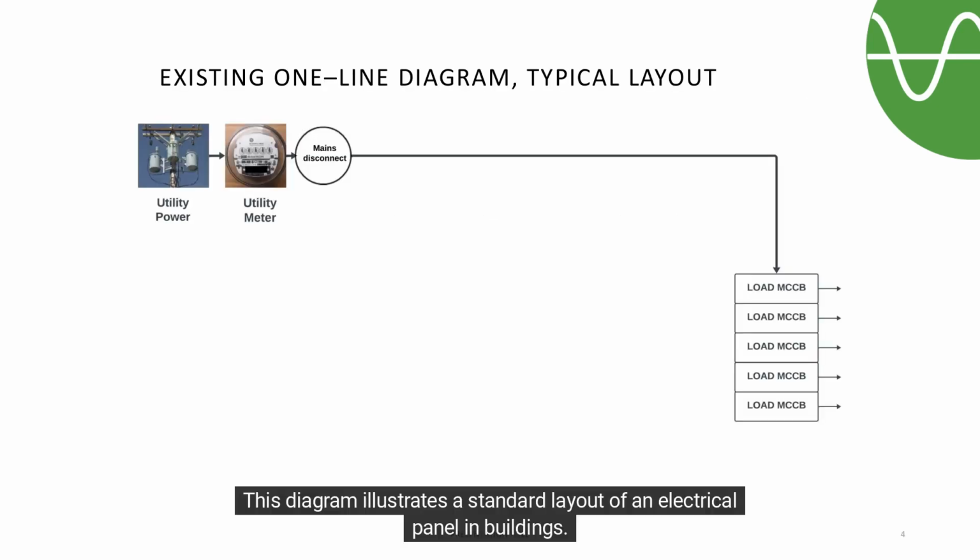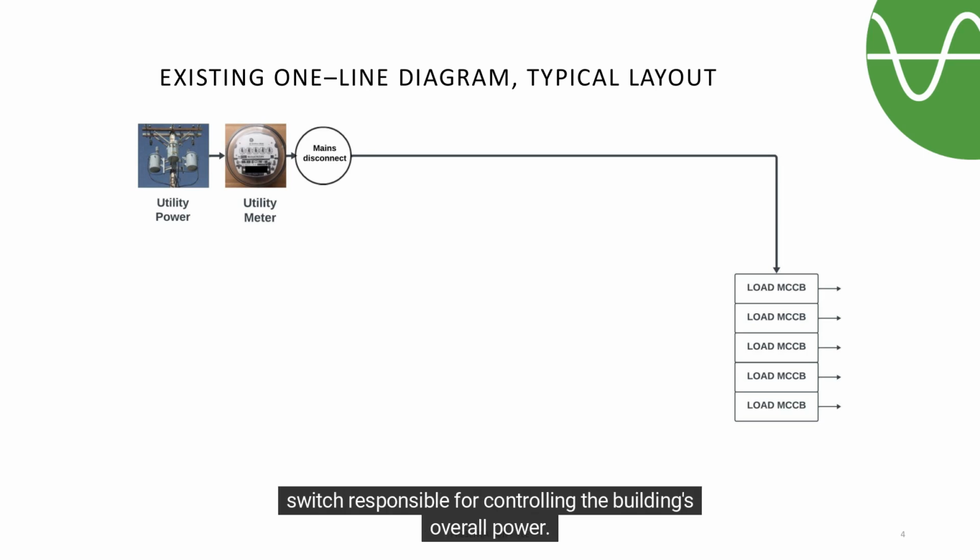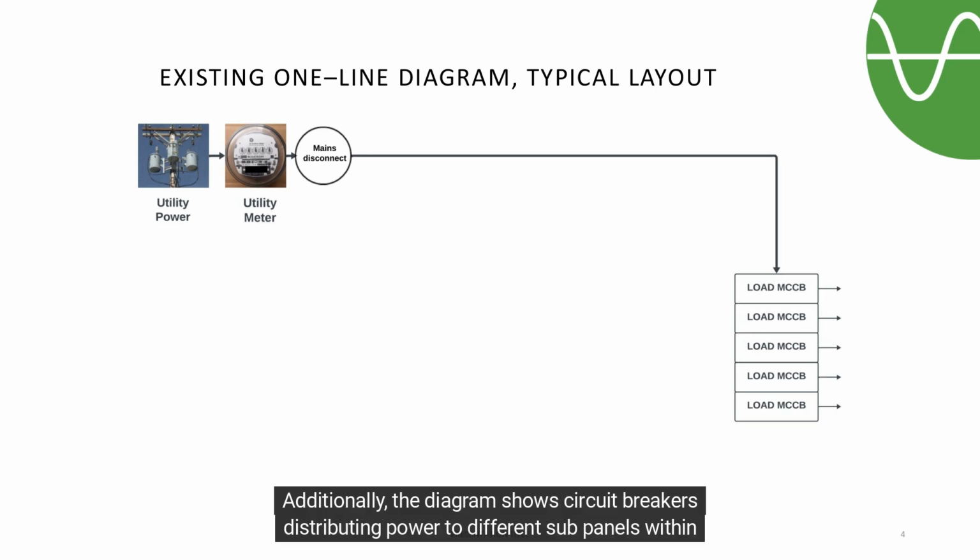This diagram illustrates a standard layout of an electrical panel in buildings. Power originates from the utility transformer, passes through a utility meter, and links to a main disconnect switch responsible for controlling the building's overall power. Additionally, the diagram shows circuit breakers distributing power to different subpanels within the building.